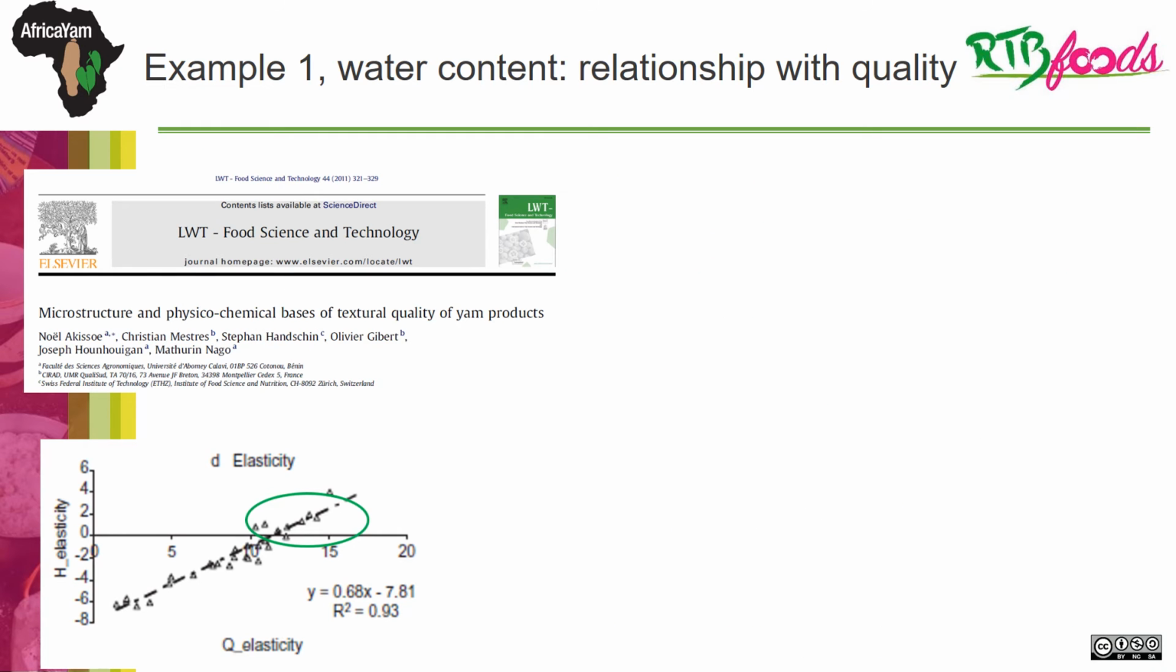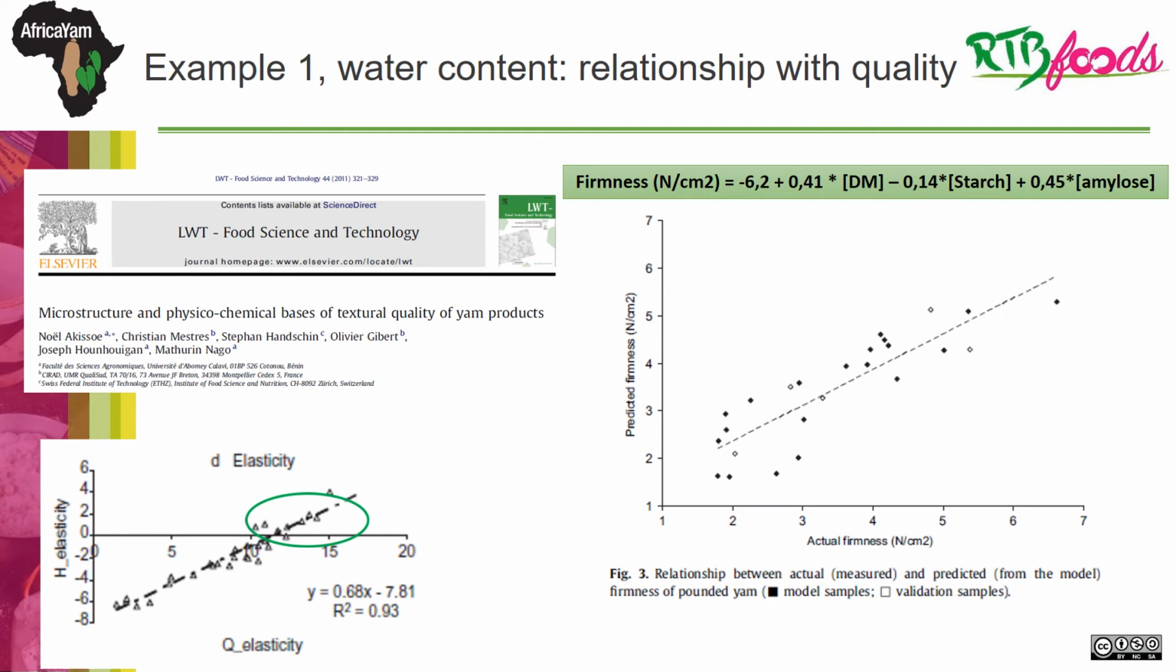So in a second publication, they also established another correlation between firmness of pounded yam and dry matter content, but also with the addition of starch content and amylose content. You can see that the correlation in this case is better, and you have a very good prediction of firmness by taking into account the dry matter content, the starch content, and amylose content.